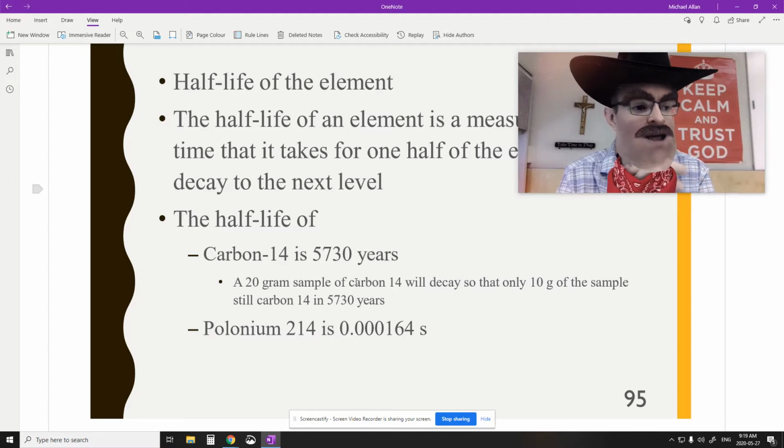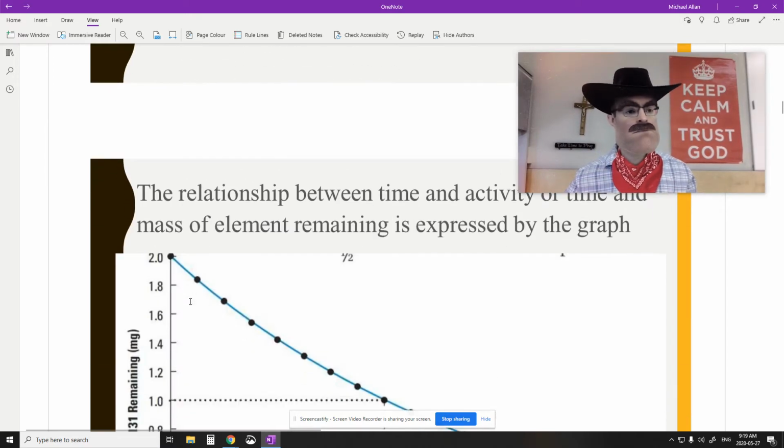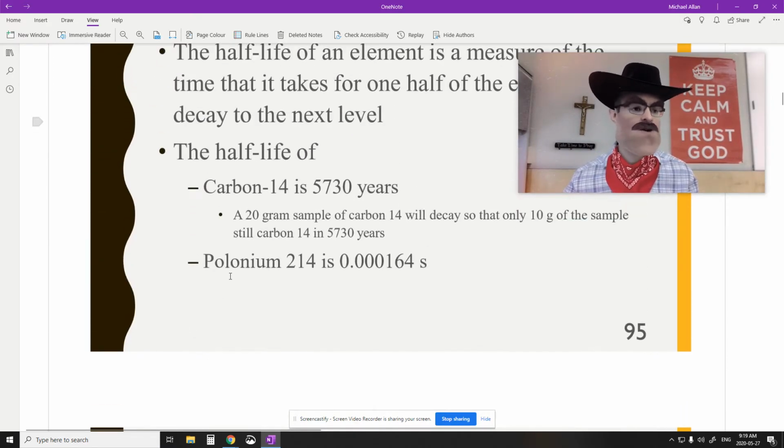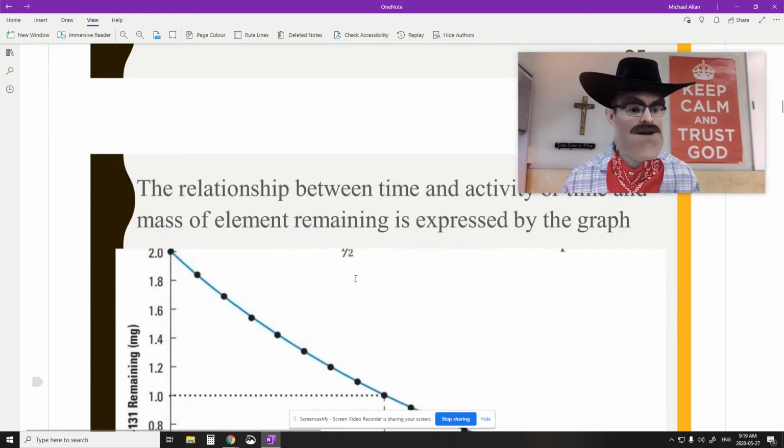Polonium, you can see polonium-214 has a much smaller half-life, like 164 microseconds. That's true. Okay, that's good. But maybe its next step down has a much longer half-life. We don't know. Okay. Well, we do know, but I don't know offhand.